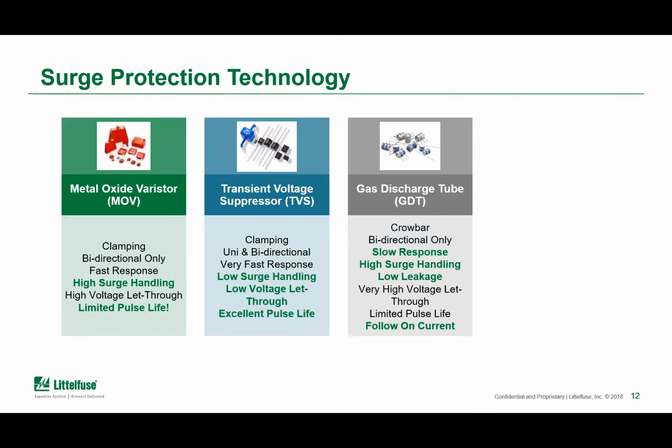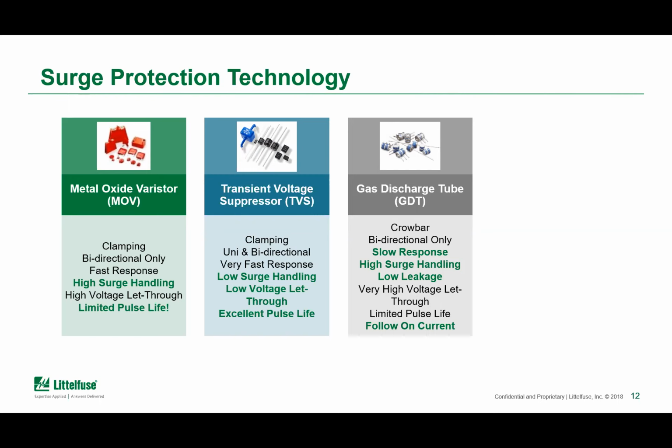And then finally, gas discharge tubes. Gas discharge tubes are fairly slow reacting. It does take a while before they will begin to clamp, so they have a fairly high let-through voltage compared to the other devices before they actually trigger and go to a low voltage value. However, they do have the advantage that they have extremely low leakage.